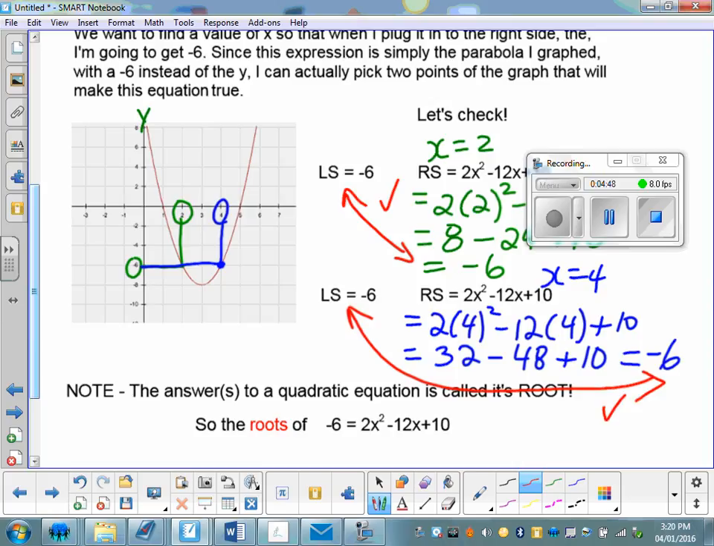And that's not a shock, because we could see that on the graph. We could see where we were equal to -6 was at x equals 2 and x equals 4. When we find the answers to a quadratic equation, we call that the root. So we would say the roots of that equation are x equals 2 or x equals 4.